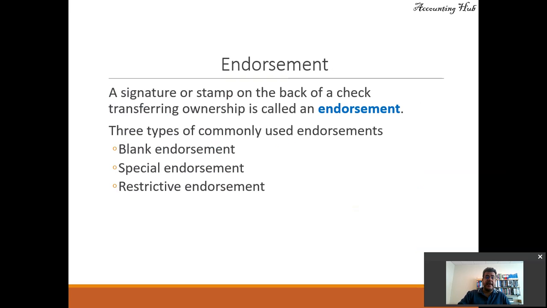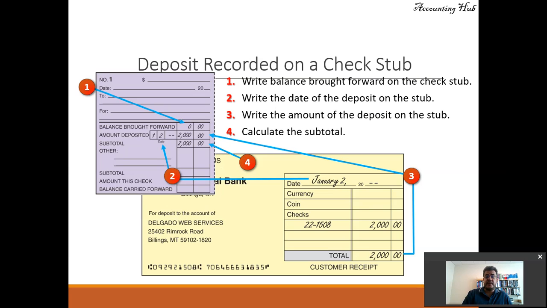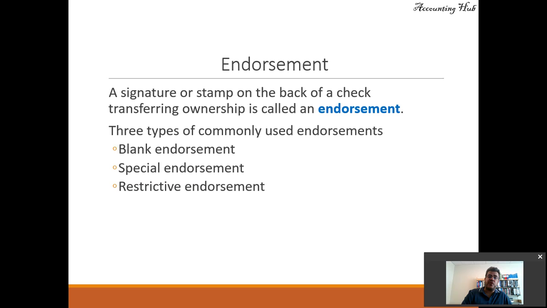Okay, and endorsement. What does an endorsement mean? A signature or a stamp on the back of a check. We already had the class about checks when we talked about source documents. Check our playlist and you will find it. Transferring ownership is called an endorsement. There are three types of commonly used endorsements: blank endorsement, special endorsement, and restrictive endorsement.